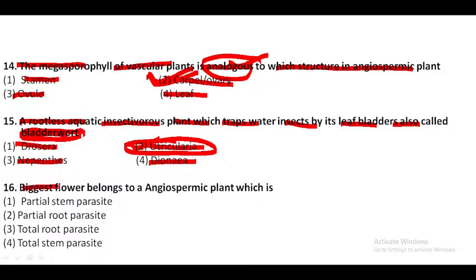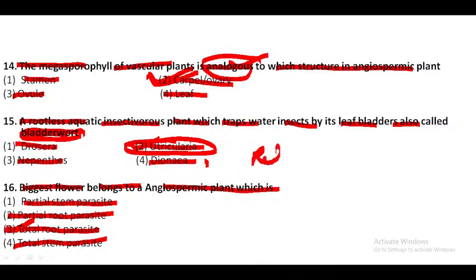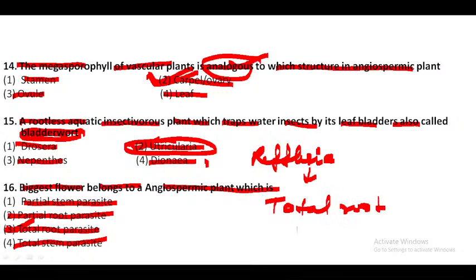Last question: the biggest flower belongs to an angiospermic plant which is partial stem parasite, partial root parasite, total root parasite, and total stem parasite. So your answer is going for the total root parasite, because we know the largest flower is the Rafflesia. So Rafflesia is the total root parasite.